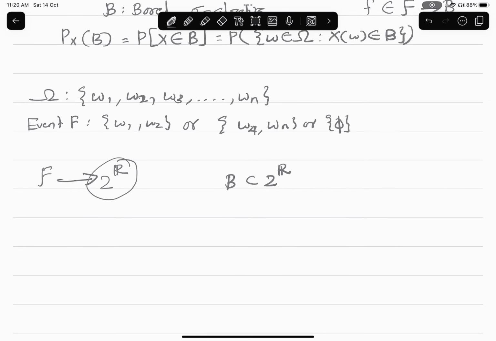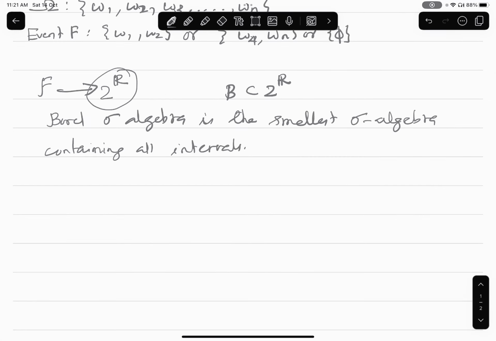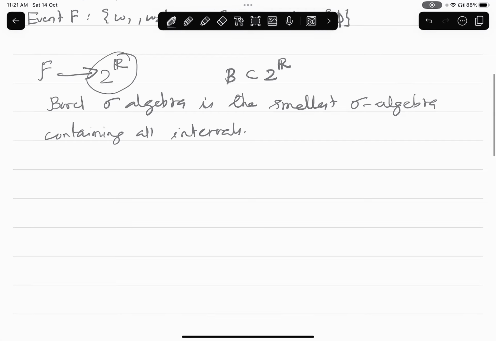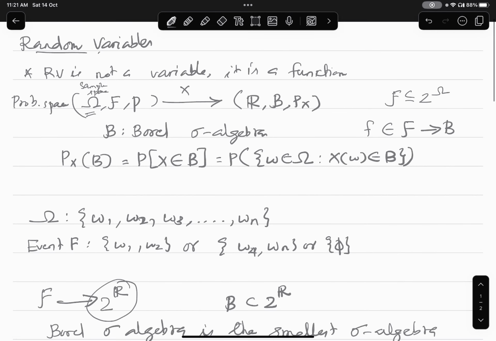By definition, the Borel sigma algebra is the smallest sigma algebra containing all intervals. A sigma algebra has to satisfy a few conditions, and that is not currently within the scope of this course, so we are neglecting that. So what are the key takeaways from here?